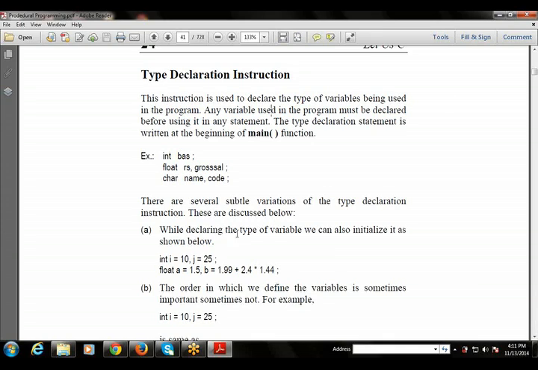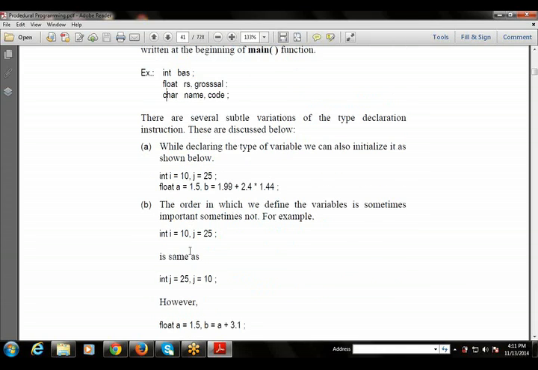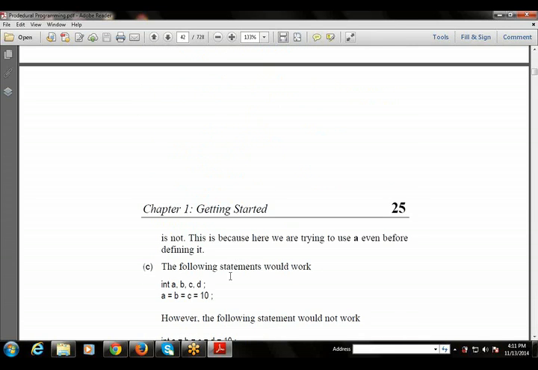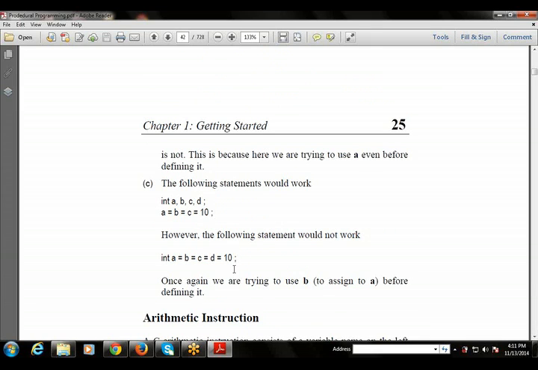While declaring the type of a variable, we can also initialize it as shown below, that is int i equals 10, float a equals 25. So these are the types: int, float. The order in which we define the variables is sometimes important to note. So we have discussed multiple scenarios in which we can use the type declaration instruction.